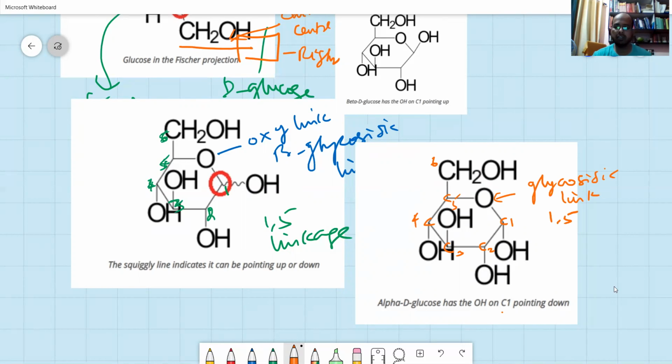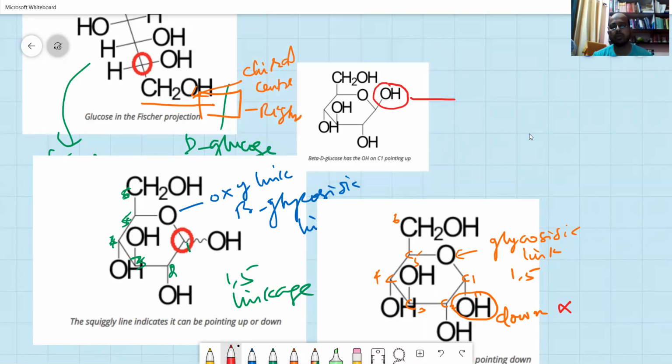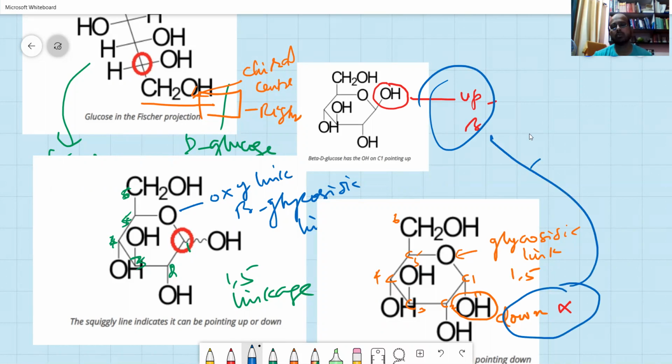So here C1 is pointing down, OH is down. So you call it alpha. And here you have OH up, and therefore you call it beta. A very important point there. Up is beta, down is alpha. These two things are important.